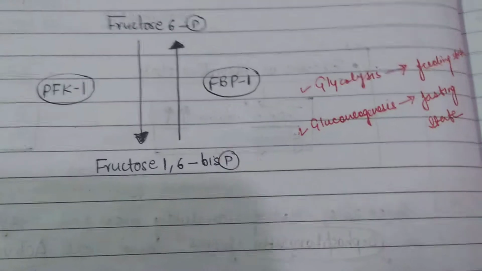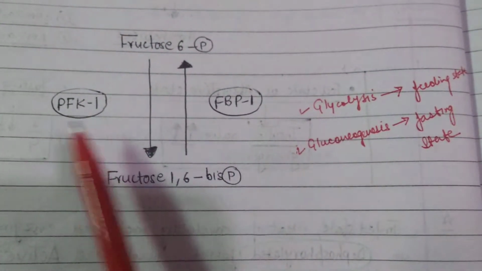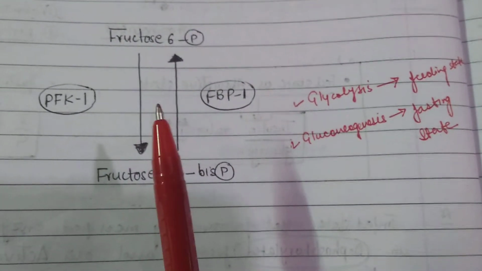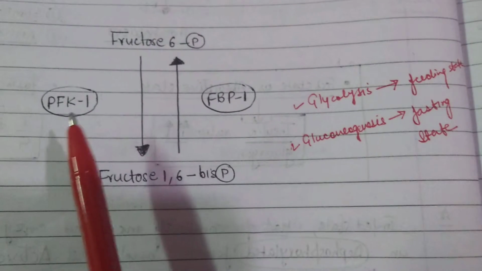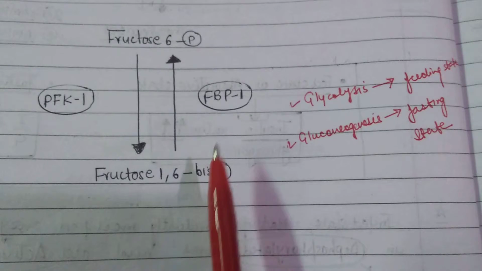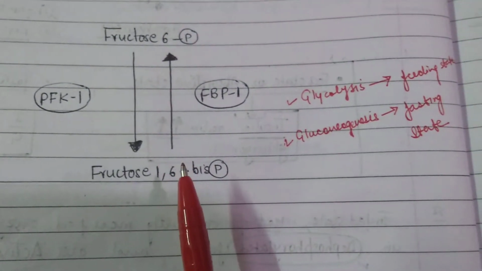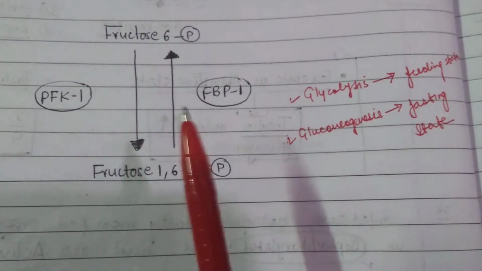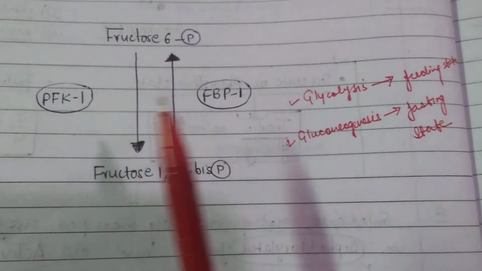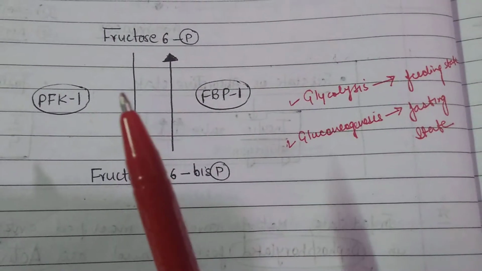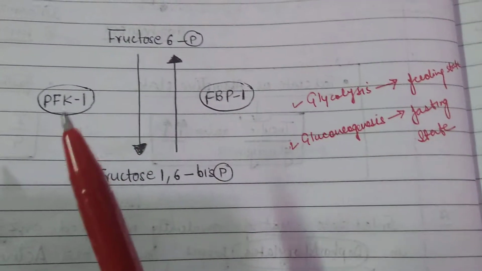Now how does it occur? How is it regulated? You can clearly see that there are two enzymes, PFK1 and FBP1. In fact, these are two activities. This is phosphofructokinase, which causes this to convert into this, and this is phosphatase, which causes this to convert into this. It will cause the loss of one phosphate and convert into fructose 6-phosphate. So clearly these are the two activities, kinase and phosphatase. Now which will be active in what state is determined by a regulation mechanism.